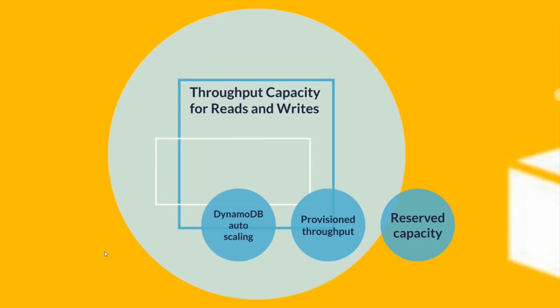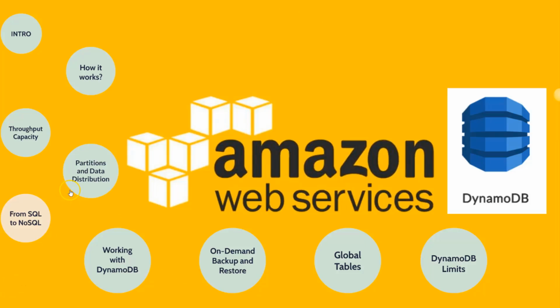So these are the three mechanisms for managing throughput. We will talk about other concepts of DynamoDB in the next session. Now we will talk about partitions and data distribution.